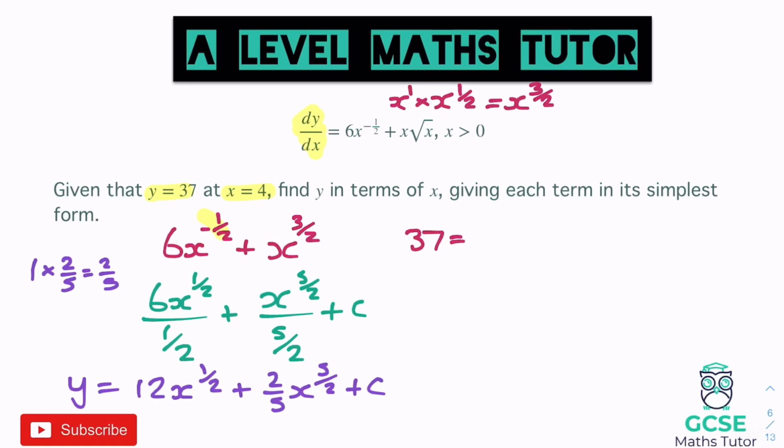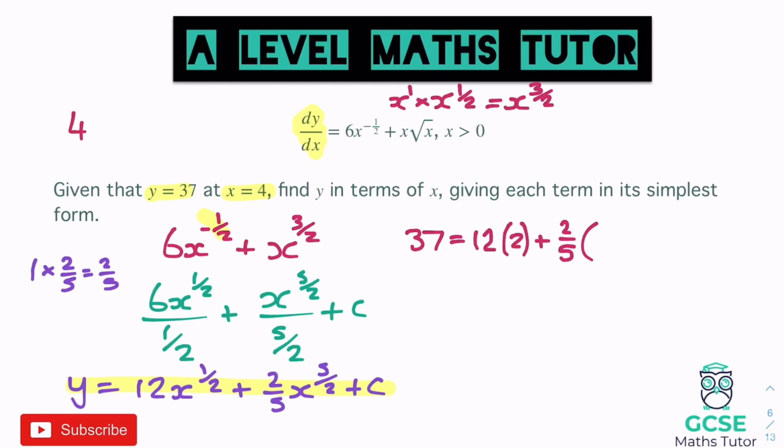Again, I'm just looking at this equation down here and rewriting it up here with the numbers. So we've got 12 lots of x to the power of a half. Now x is 4, and 4 to the power of a half is the square root of that, so it's 12 lots of 2. Add to that, we have 2/5 of whatever x to the power of 5 over 2 is. Now that 2 on the bottom square roots it.